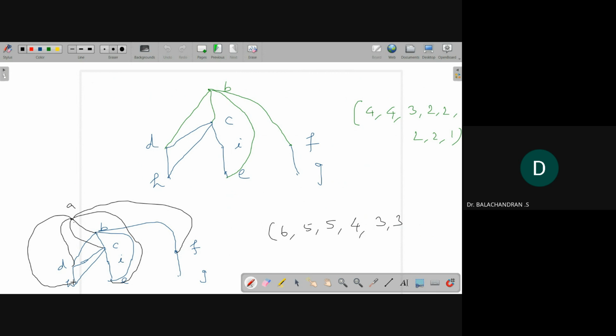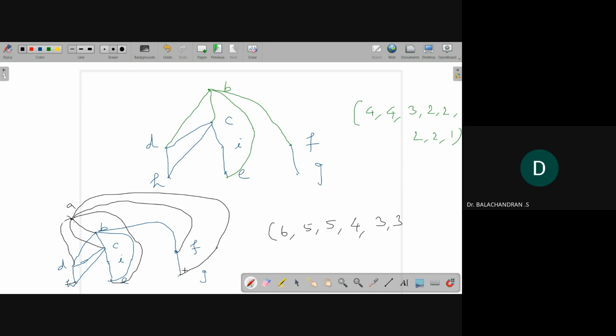A to B, A to C, okay, A to C, A to D, A to E, A to F, and then A to G. I drew A to H. That is wrong. This will not come. Okay, so A to G.